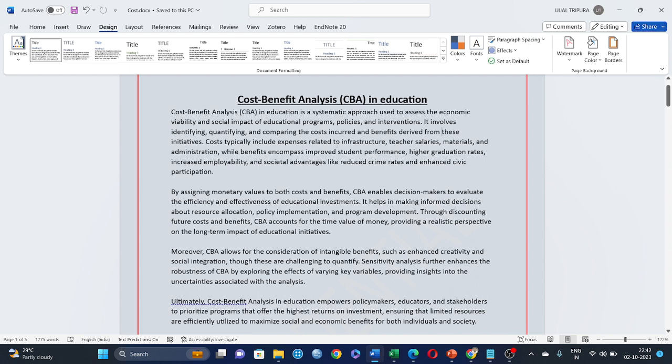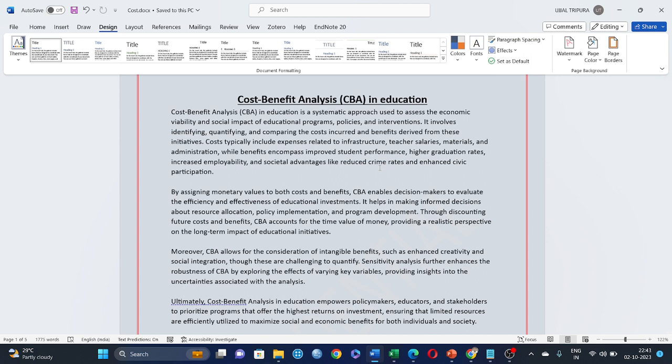Cost is typically expenses related to infrastructure, buildings, classrooms, schools, colleges, universities, teachers' salary, materials and administration. And what does benefit encompass? This is the cost being spent, and the benefit is improved student performance, higher education rate, increasing employability and societal advantages like reduced crime rate and enhanced civic participation. And these are the cost benefit analysis.